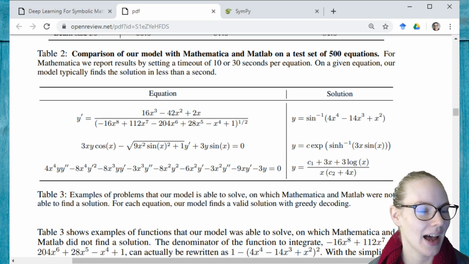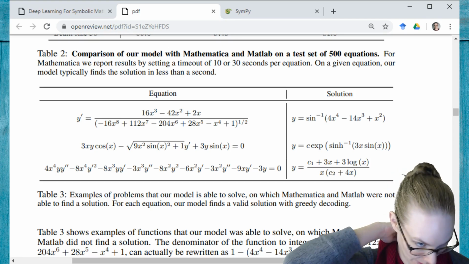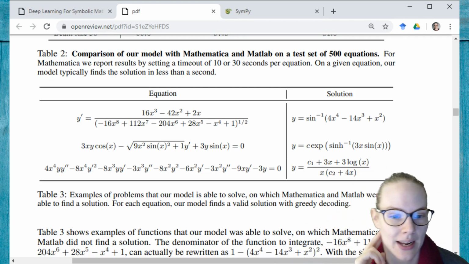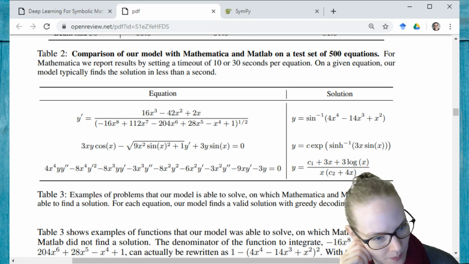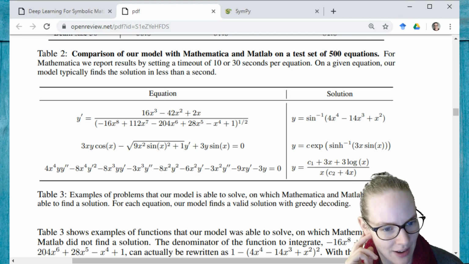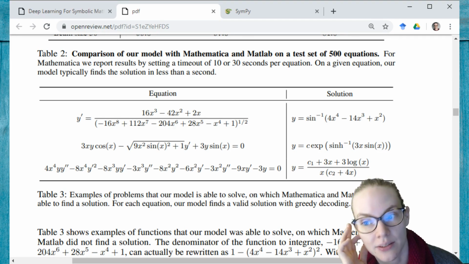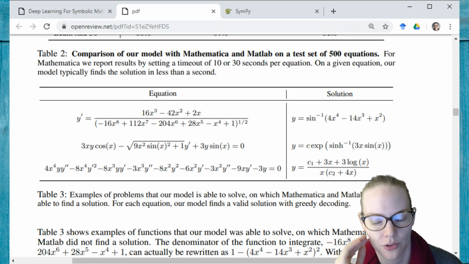All right, table 2, comparison. Nope, we read that one. Table 3, examples of problems that our model is able to solve on which Mathematica and MATLAB were not able to find a solution. For each equation, our model finds a valid solution with greedy decoding. So that's the beam size of search 1, so the least accurate of their 3 beam sizes.